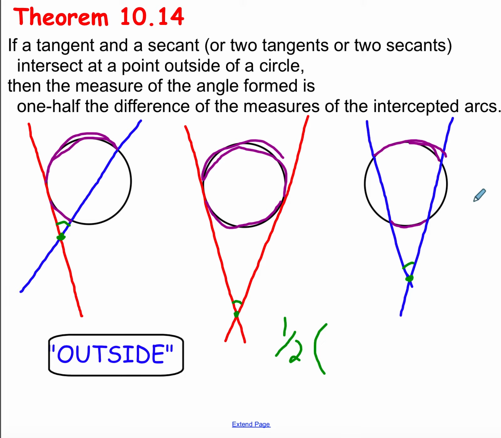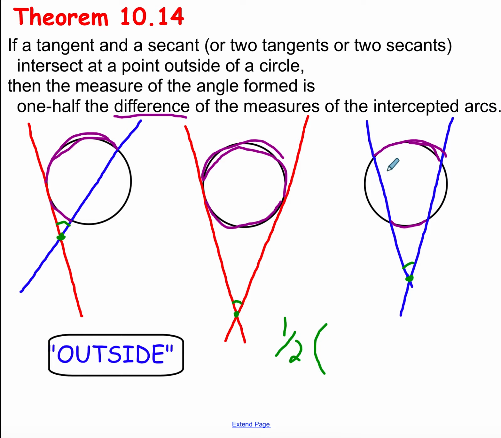Now, we already know a rule about two tangents intersecting outside of a circle. And that is that these two tangents must be equal. This distance from here to here, this distance from here to here have to be equal. But now what we know is that when a tangent and a secant, two tangents or two secants intersect outside of a circle, then the angle that's formed is going to be 1/2 the difference, so I'm subtracting them, 1/2 the difference of the measures of these intercepted arcs.